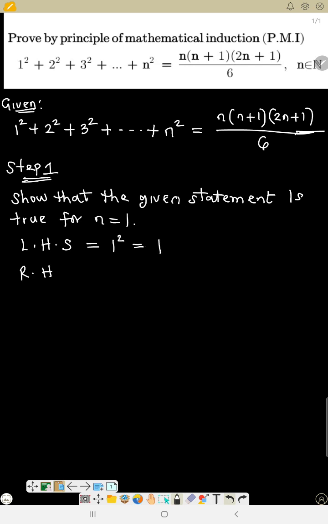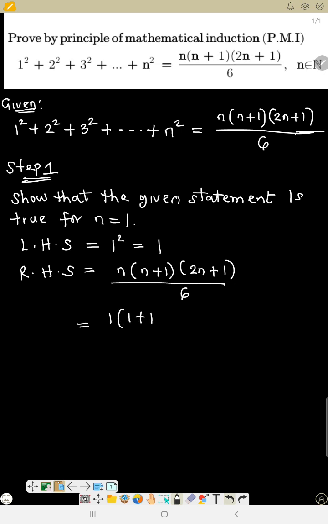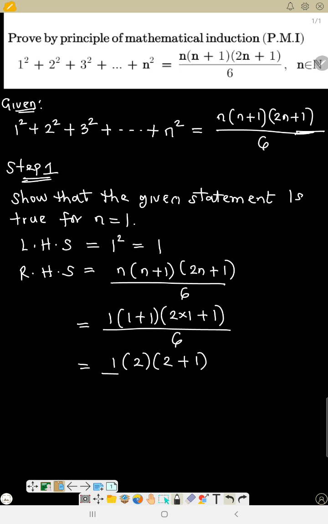Also the right hand side, we have n plus 1, 2n plus 1 divided by 6. So for n equals 1, we have 1 plus 1, 2 times 1 plus 1 divided by 6. So this is 1 bracket 2 plus 1 divided by 6. So this is 1 bracket 2 bracket 3 divided by 6.